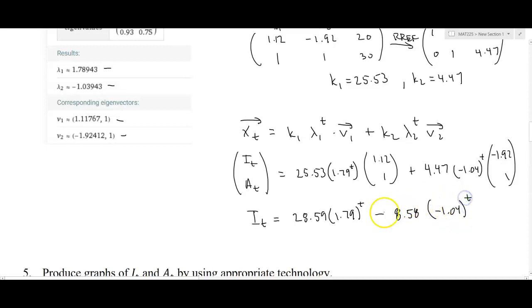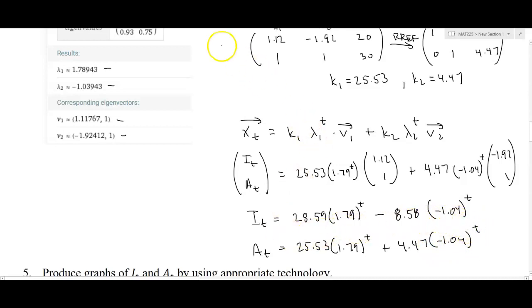to the t power. And a sub t, if I do the same thing, well, these just multiply ones, so I'll have 25.53 times 1.79 to the t. And this will be plus 4.47 times negative 1.04 to the t.